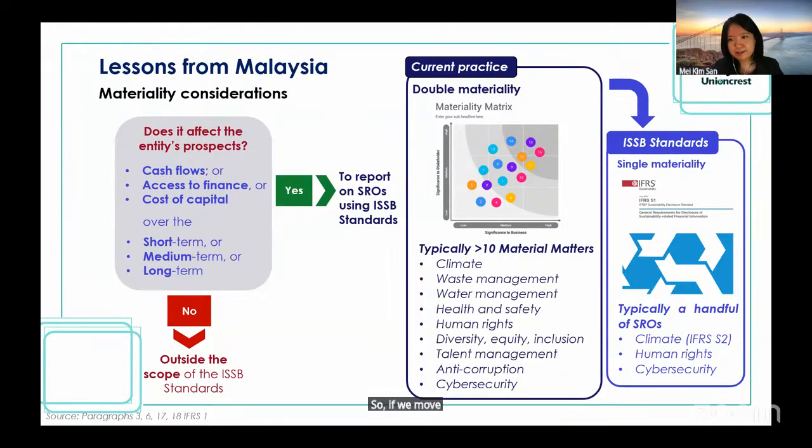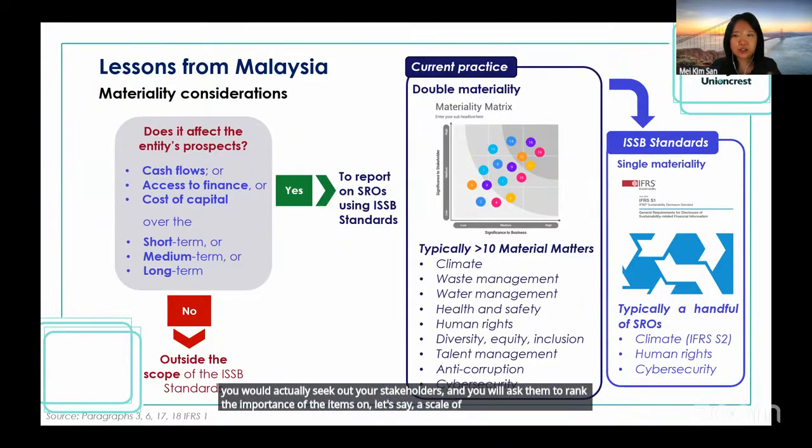If we move to the right side of the slide, we'll be looking at what's happening in our jurisdiction. Malaysia is a double materiality jurisdiction. Before this, most of us were reporting against GRI, which is the older and more established standard. The ISSB is a fairly young standard. So we come from a double materiality regime where this matrix that you see here, I suspect, is familiar to some of you. You would seek out your stakeholders and ask them to rank the importance of the items on, let's say, a scale of 1 to 5, or 1 to 10.